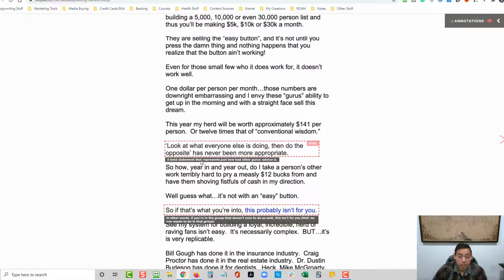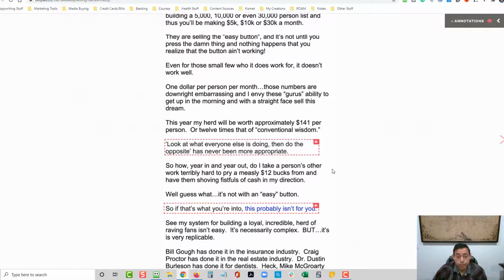And here's what he says, a very, very bold statement: "Look at what everyone else is doing, then do the opposite has never been more appropriate." So he's speaking out and saying doing the opposite can usually create a better outcome.